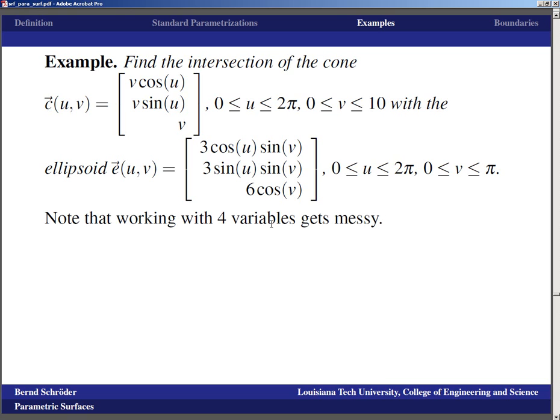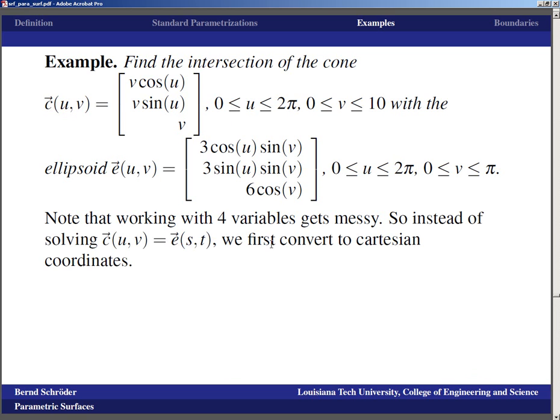And well, if we now want to find the intersection, we have the same problem as we did for vector-valued functions of one variable, and that is I can't just set c of u, v equal to e of u, v, because that would just give us the points where the various parameters are equal and the outputs are equal. So I would actually have to say something like c of u, v is equal to e of s, t, and I would have to work with 4 variables, and that gets really messy. So for intersections, it is usually preferable to first convert to Cartesian coordinates.